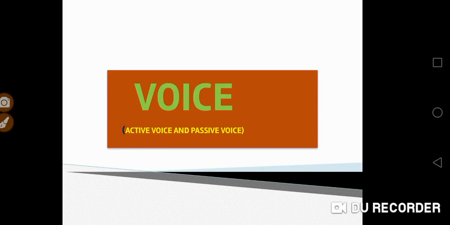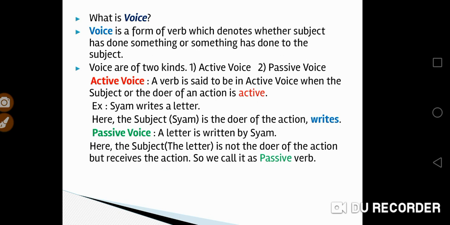Today we learn about voice. We learn about how to change a sentence in active voice into passive voice. Firstly, we learn about what is voice.